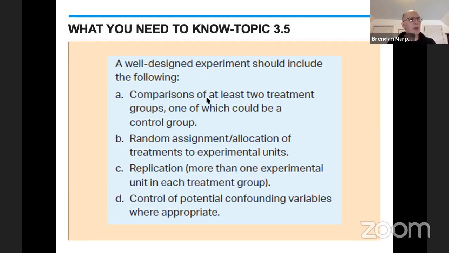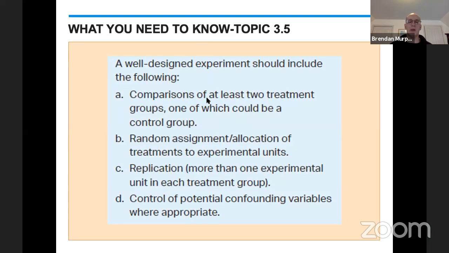And then here are the components of a well-designed experiment. And again, hopefully you've seen these before, but in A, we want comparisons of at least 2 treatment groups, one of which could be a control group. So I like to summarize that as we need to impose a treatment. We don't always need a control group in every experiment we run. And that's where sometimes my students will struggle. They'll look at control group, and then we'll get down to D. And so I'll try and see if I can work that into one of the examples I do.